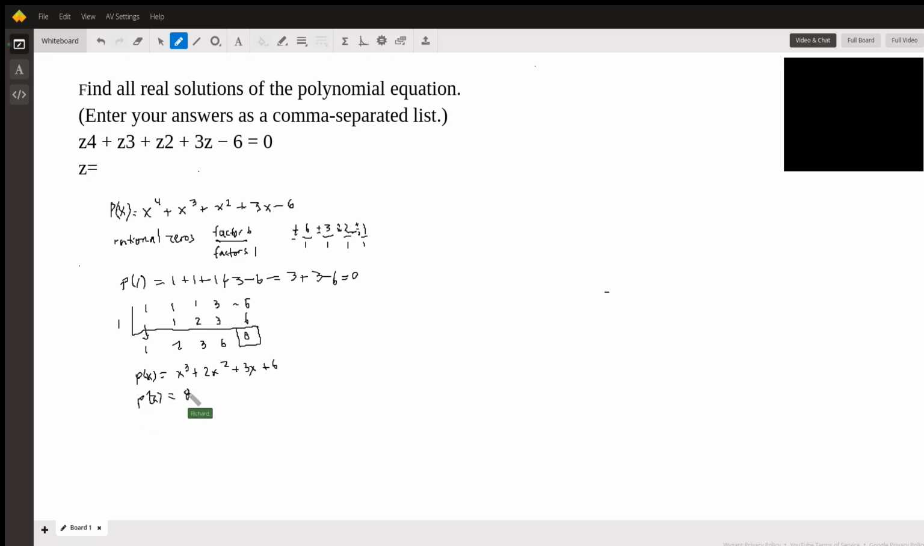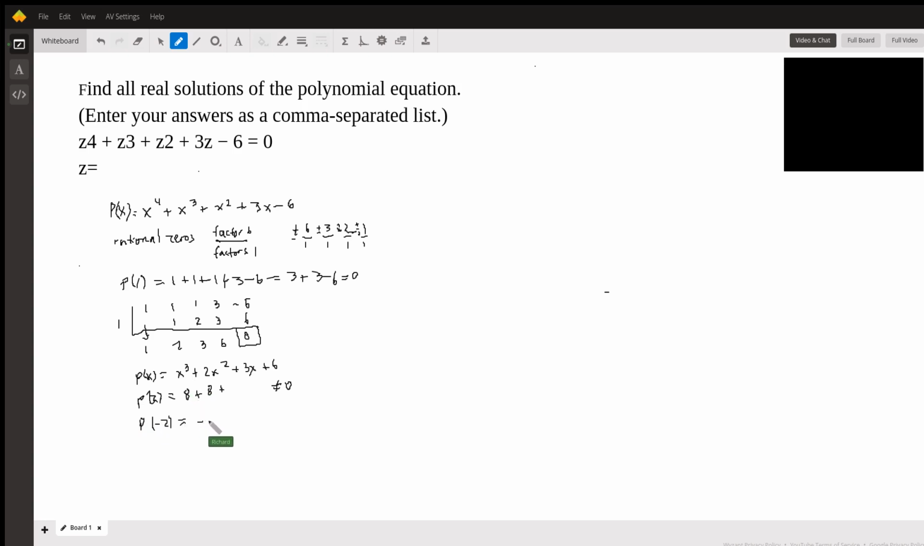So that's going to give me 8 plus 8. You can see right away plus 6. They're all going to be positive. That's not going to be 0. Let's try p of negative 2. This might give me something.